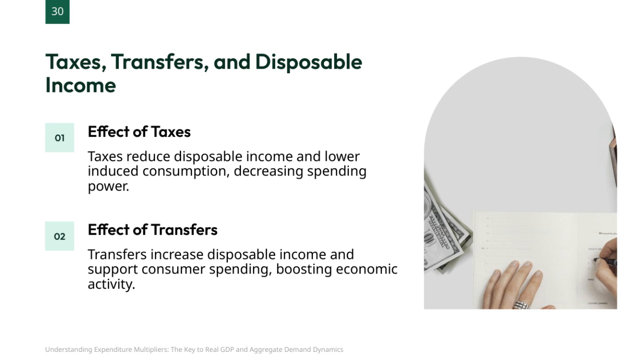They increase disposable income by putting more money into people's hands. This boost in disposable income supports higher consumer spending, which in turn stimulates economic activity. The image here, showing a hand writing in a notebook alongside cash and a small house model, represents the planning and financial considerations involved in managing these factors. Understanding these effects is crucial for grasping how fiscal policies can influence the economy.